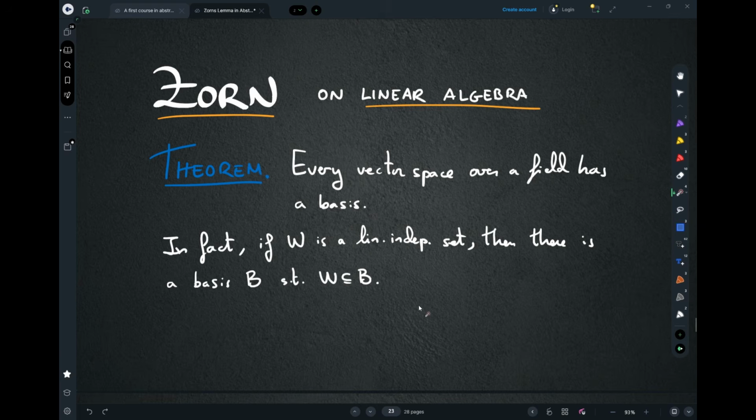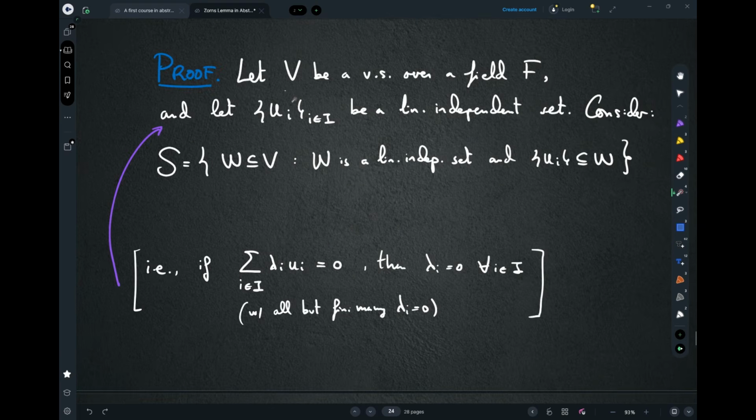So let's see how this goes. Take V to be a vector space over a field F, and let's write a collection of linearly independent sets. As I said, that means that these vectors are linearly independent. This may be an infinite set of vectors.